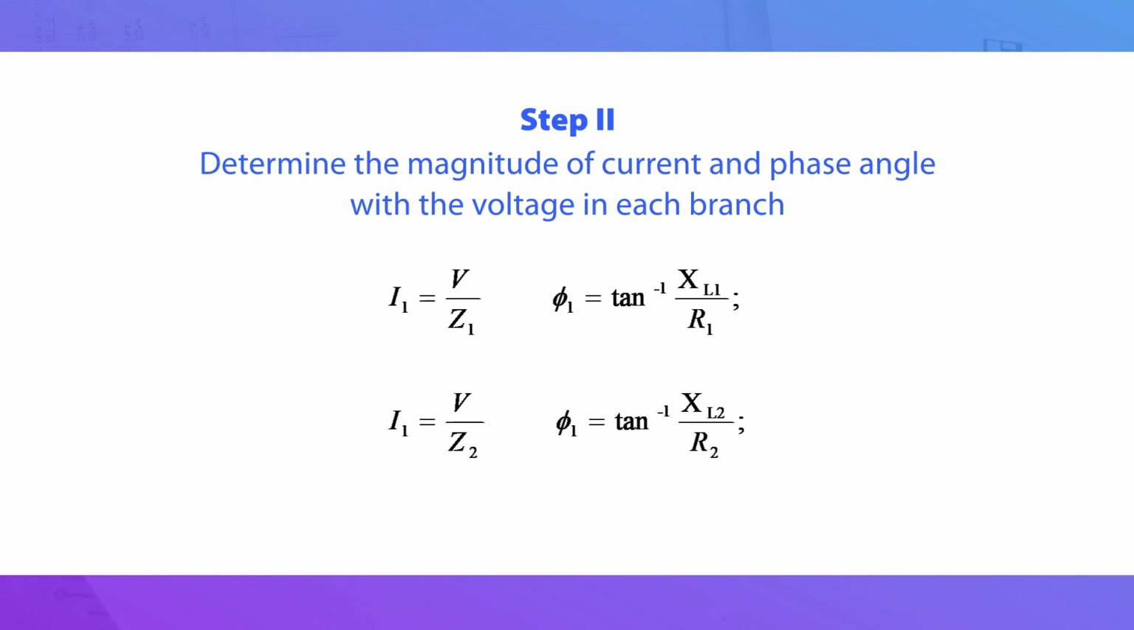Now we have to find the phase angle between current I2 and the applied voltage, and this phase angle can be calculated as phi2 equal to tan inverse XC2 upon R2, where XC2 is the capacitive reactance of the second branch and R2 is the resistance in the second branch.